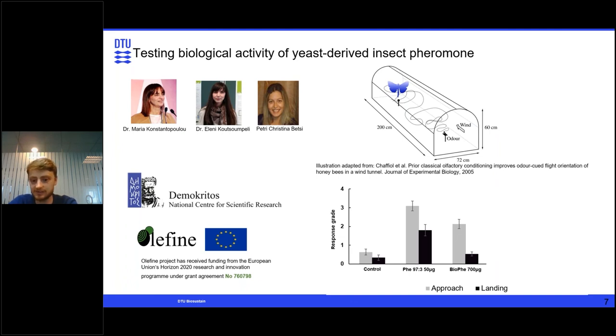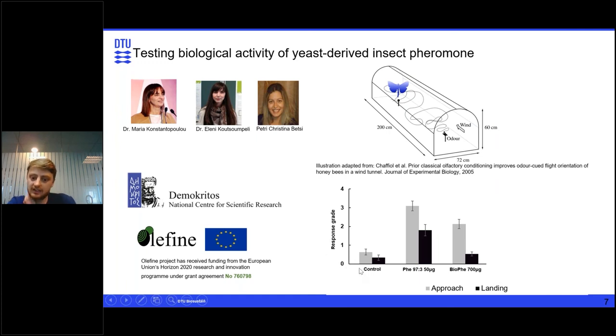So in this case, 2 parameters were monitored: approach and landing. Approach means, the question is, whether the insect flies towards this pheromone blend at all, and landing was quantified based on how long the insect sits on this yeast-derived pheromone blend if it approaches. So here you can see the control, which is only organic solvent with no pheromone. Then as a positive control, it is the native pheromone blend of Ostrinia nubilalis. And here BioFe is our yeast-derived pheromone sample.